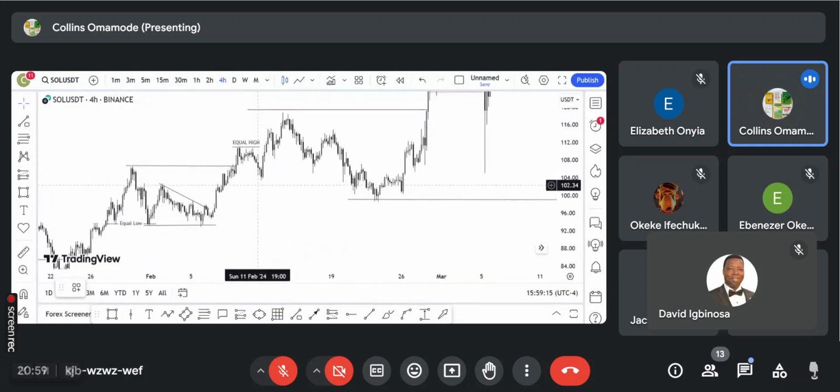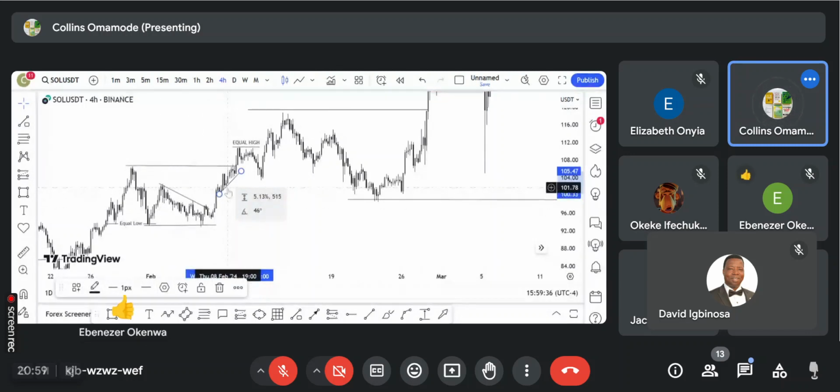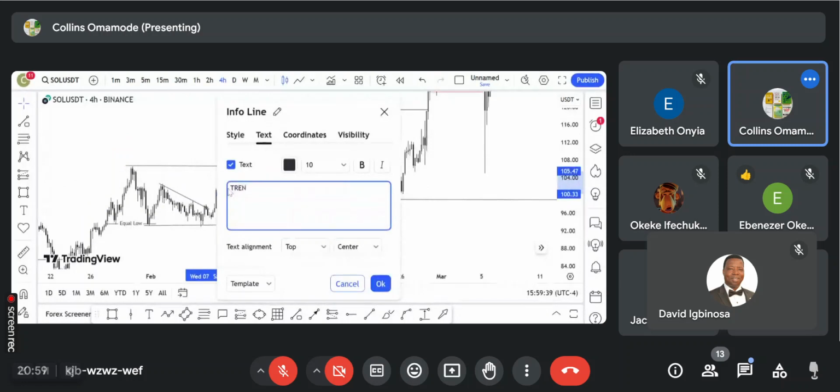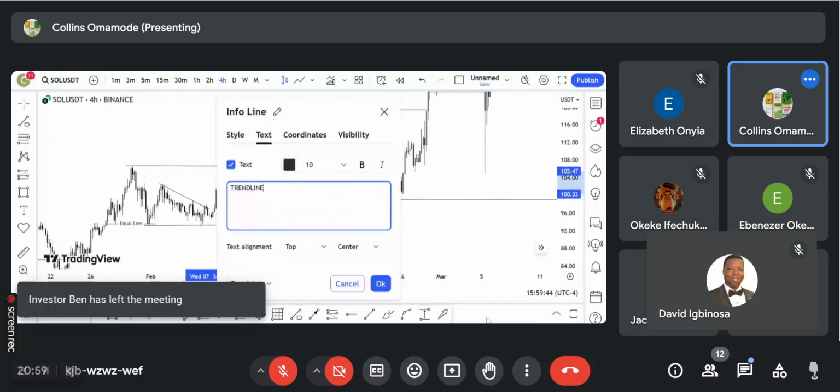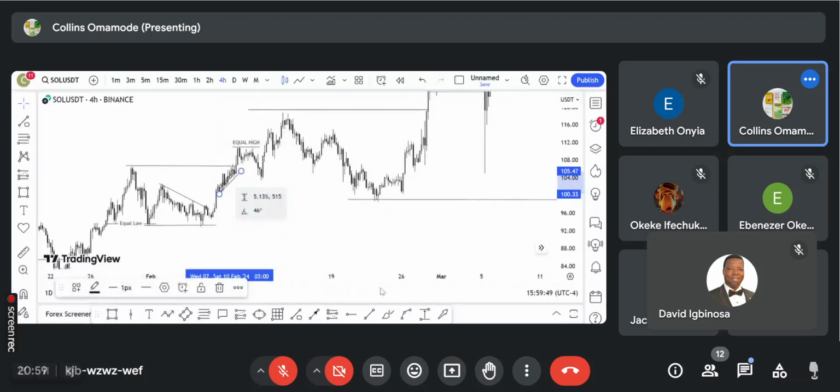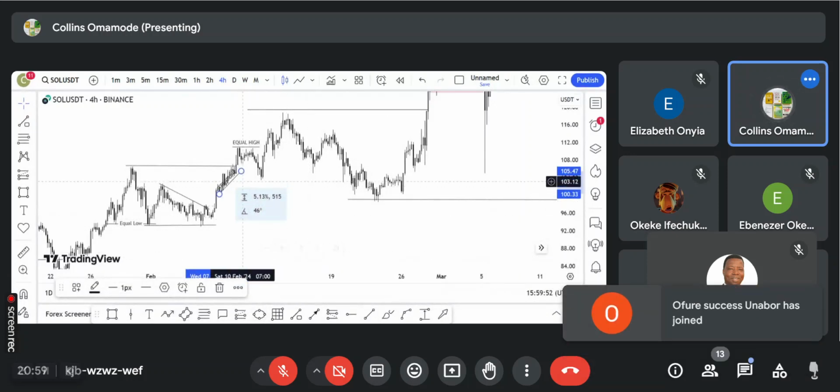Price came down and went to take out, immediately price took out that equal high. Do you notice after that we started having a push to the downside? And if you look at the push to the downside, we had trend line liquidity, yes or no? Are you seeing it? Trend line liquidity.